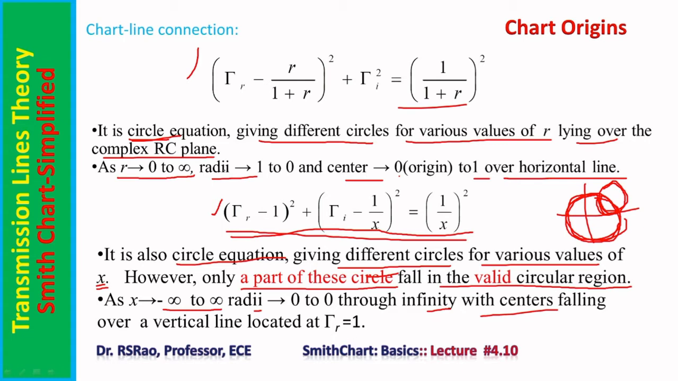Before going further, I want to mention one point. The first equation gives rise to several circles. The second equation gives rise to arcs. We are going to see the Smith chart is basically a set of circles. Those circles are given by the first equation. In the Smith chart, one can also find a set of arcs. Those arcs are given by the second equation.